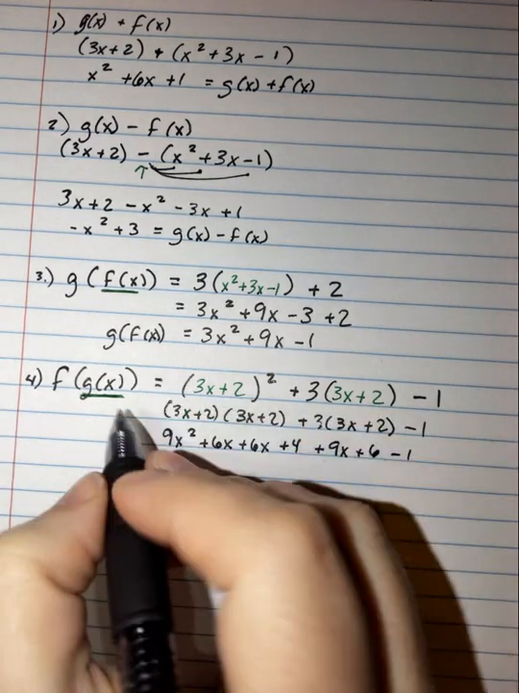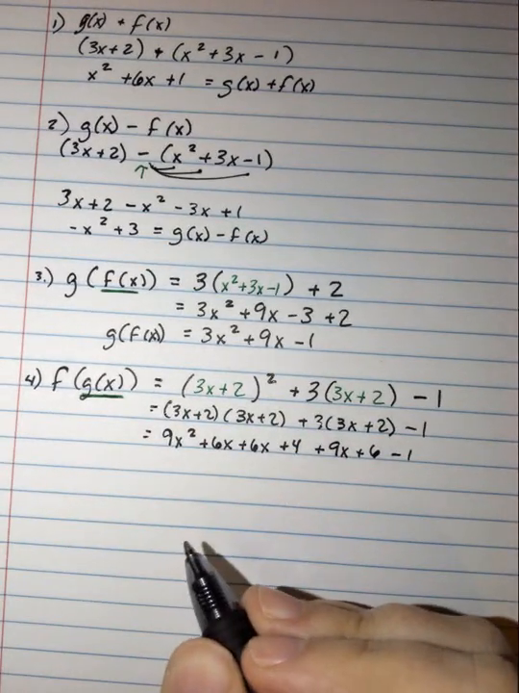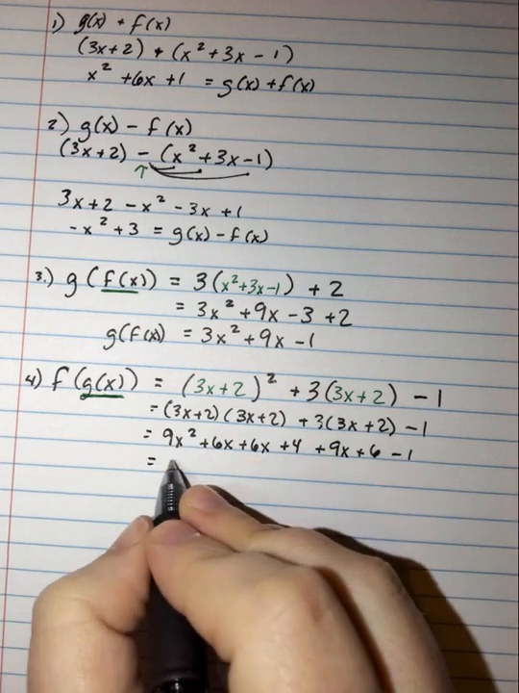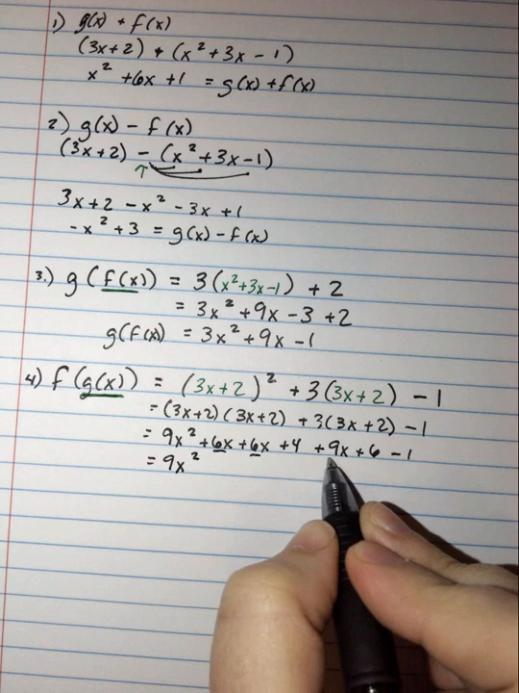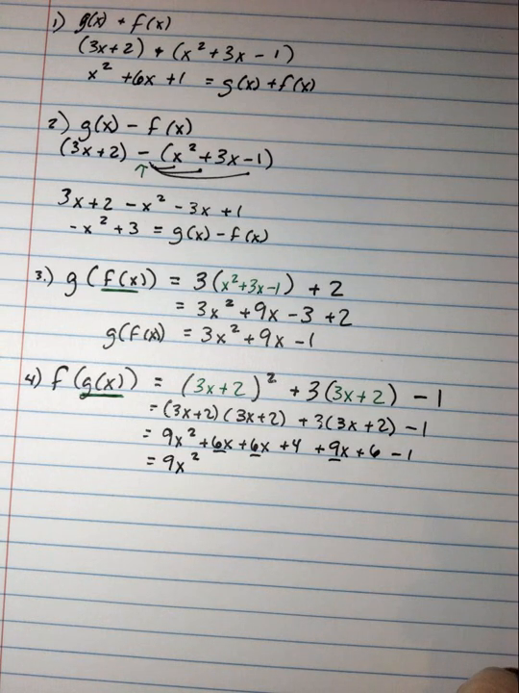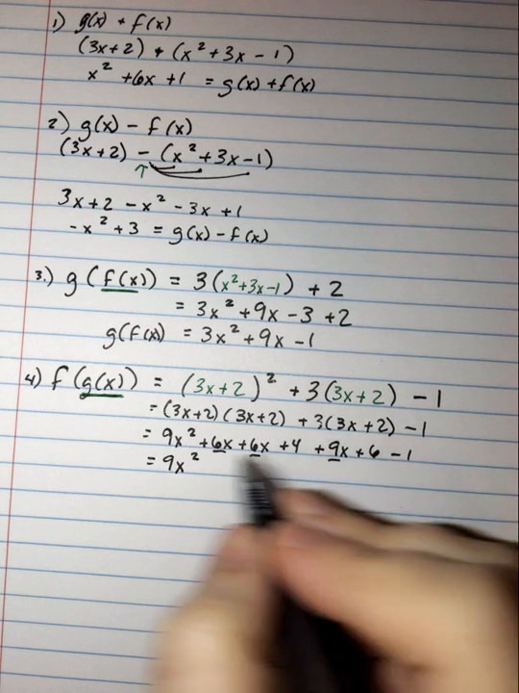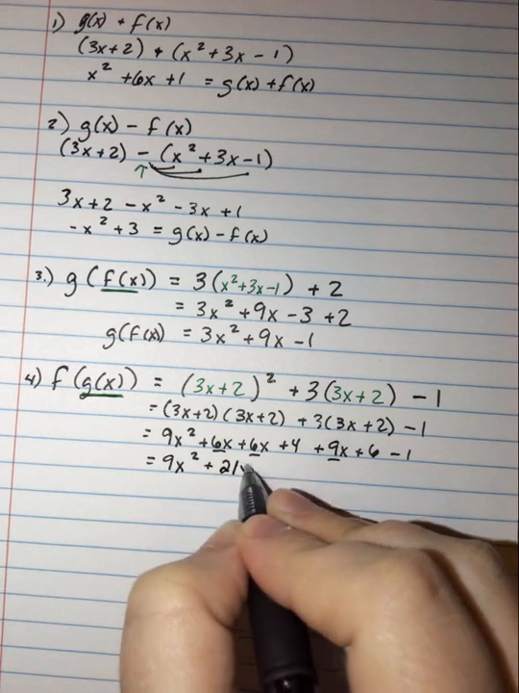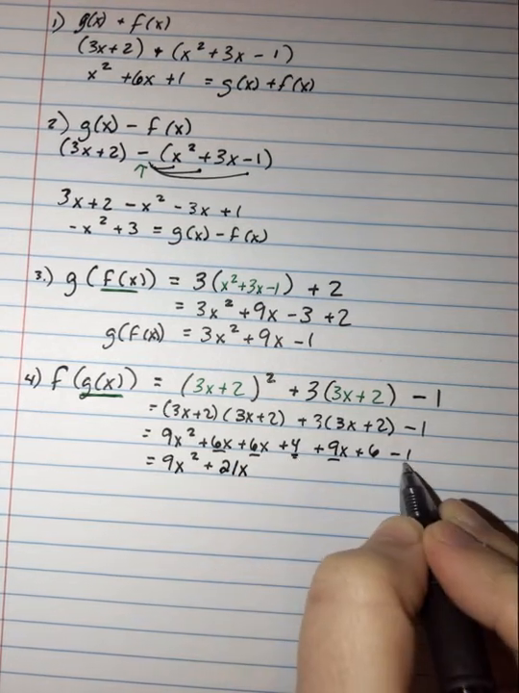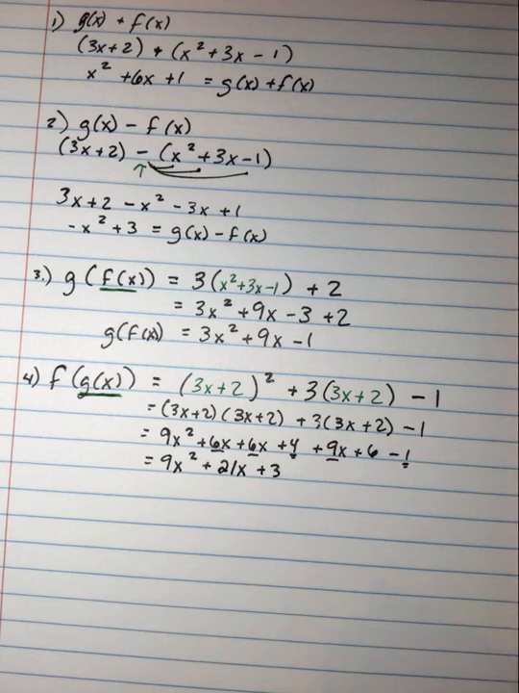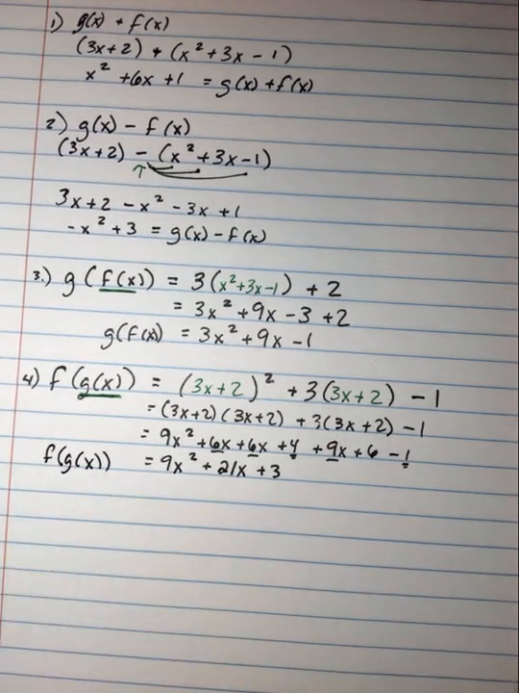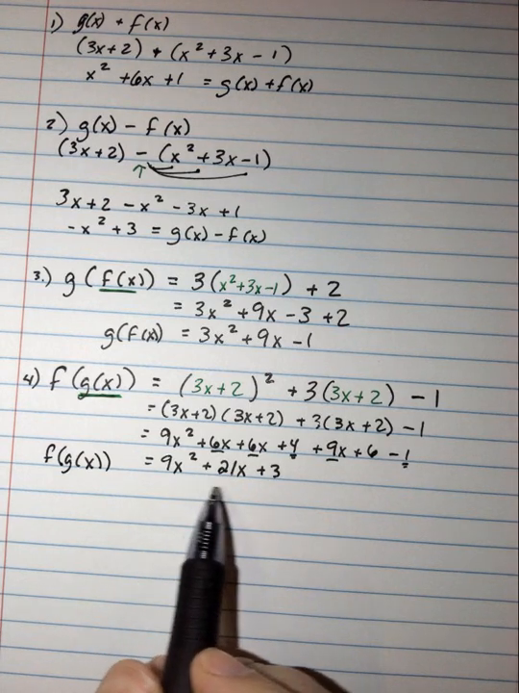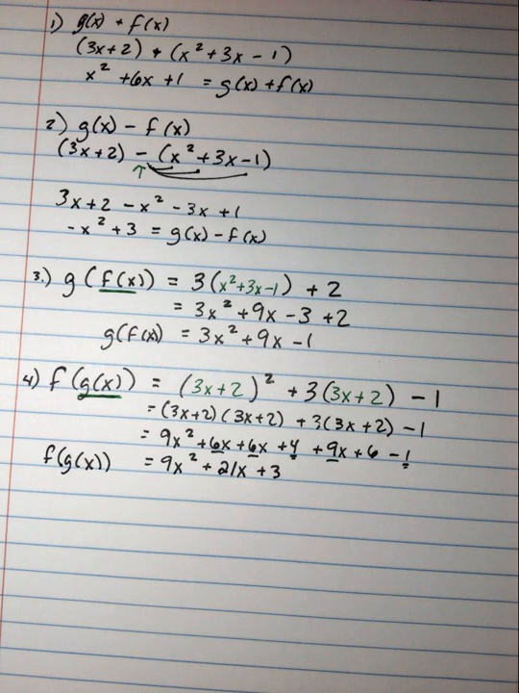I can combine all of my like terms. 9x squared, there's no like terms here. 6x, 6x, and 9x. Well, 6x and 6x is 12x plus 9x is going to be 21x. 4 and negative 1 is going to be 3. So f of g of x is really 9x squared plus 21x plus 3. That's composite functions kind of summed up for you.